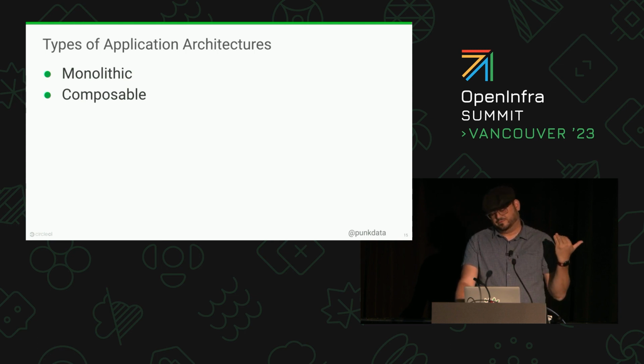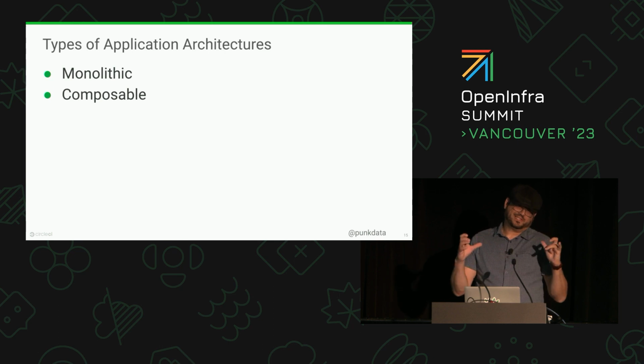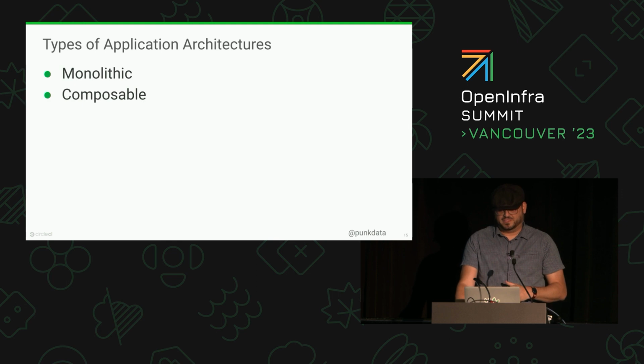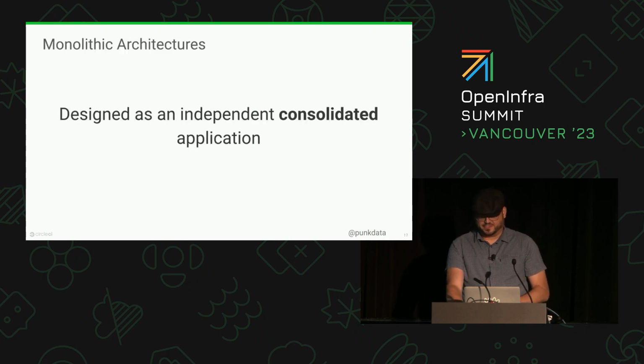Now, we talk about microservices, but I like to talk about them in a more generic sense because what we're talking about is composability, right? And being able to take our services and break them out into smaller, more manageable services that can provide a better scalability effort. So monolithic architectures, real quick.